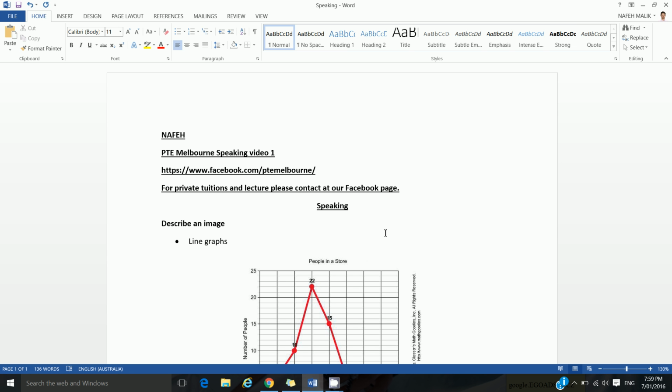Line graphs are very important. There are two types of line graphs that come. First is a normal line graph, like the one I'll show you, and the other one in which there are two line graphs and you have to compare between the two. So that's a bit different, and we may do it later on.